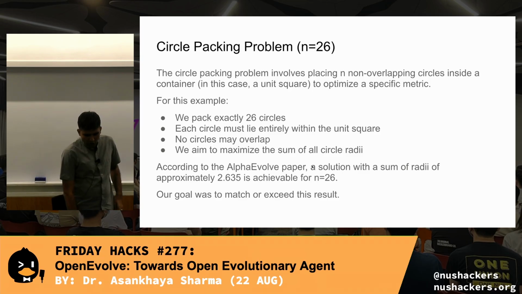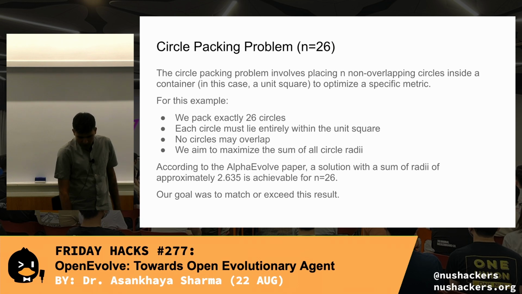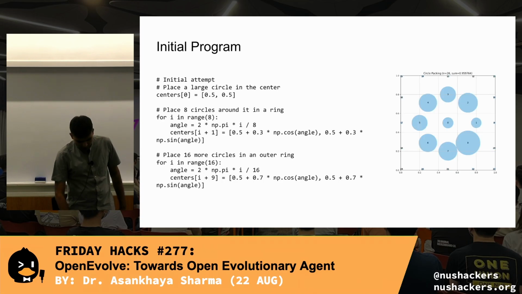Now, the claim in the AlphaEvolve paper is that it discovered something beyond what was done before, even though people have tried this problem for so long. So we set out to see if we could match this, and we were able to, using actually the same models. Because it's Google, in the paper they used Gemini 2.0 Pro and 2.0 Flash, and we used the same models to replicate this result.